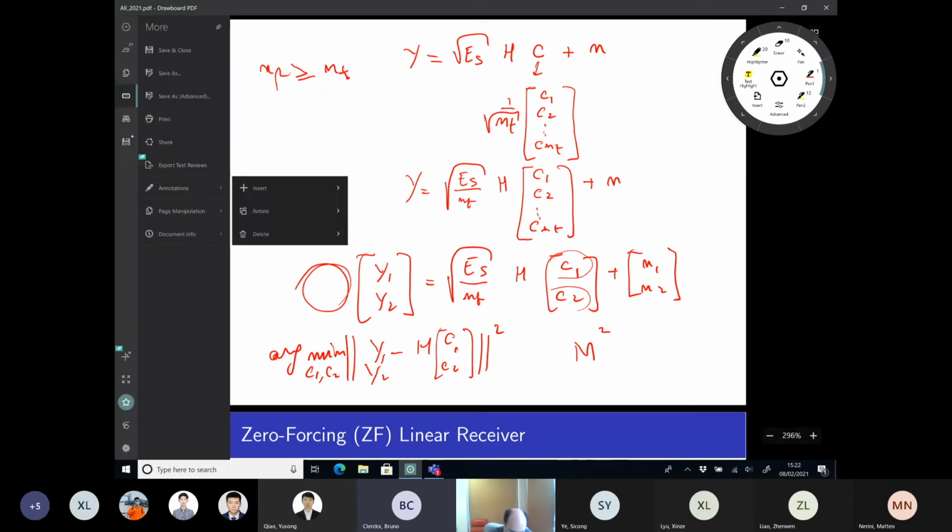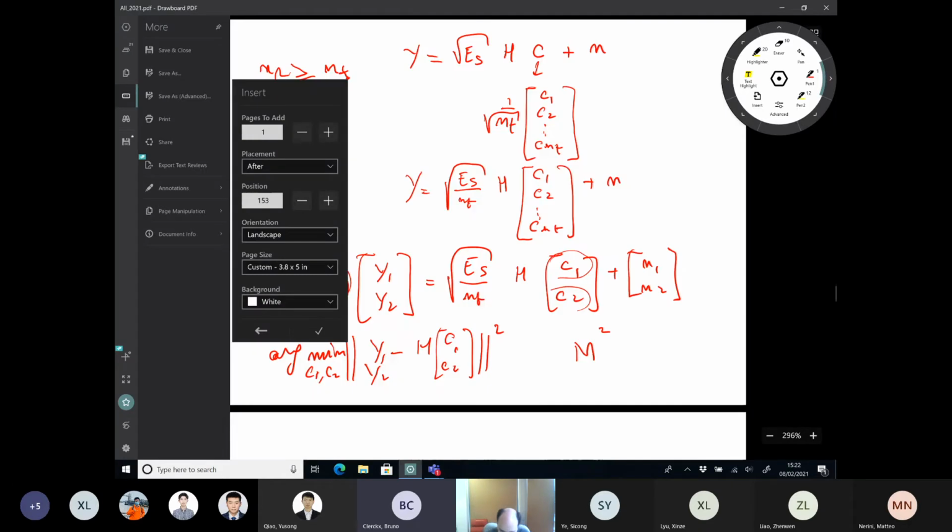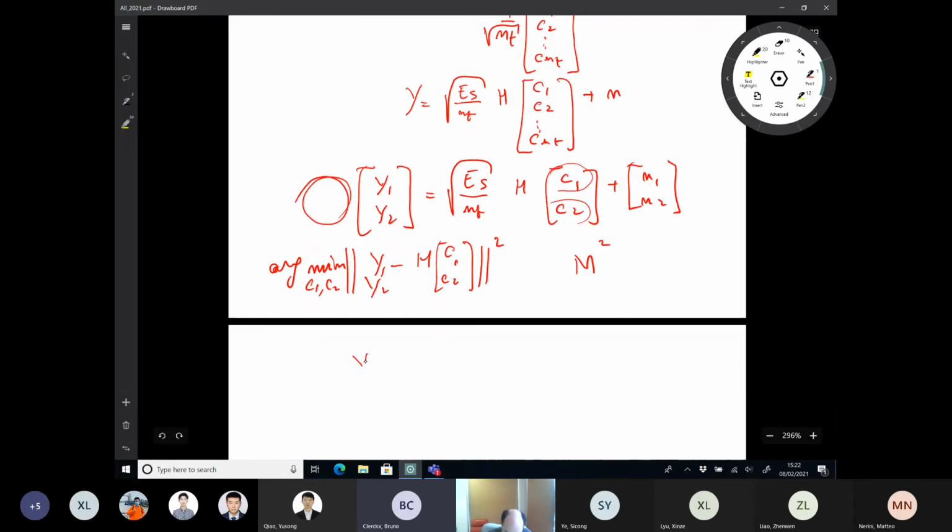Currently, I cannot do this because if I write this whole equation, what that means is I have y1 is equal to square root of Es over NT.